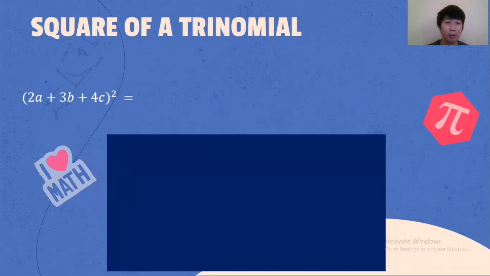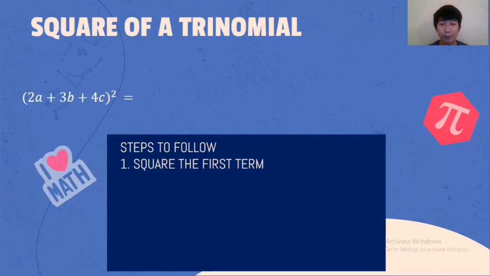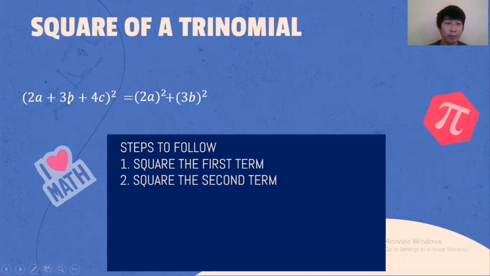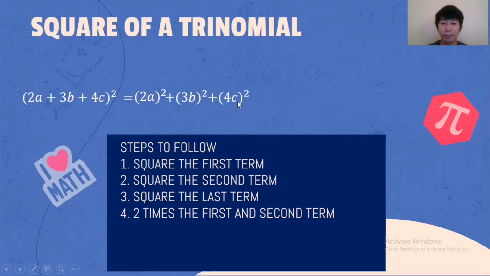Let's have another example here. The quantity of 2a plus 3b plus 4c squared, where 2a is our first term, 3b will be our second term, and 4c will be the last term. Let's try to follow the steps. First one, square the first term. 2a will be the first term. Square the second term. 3b will be our second term. Square the last term. 4c will be our last term.